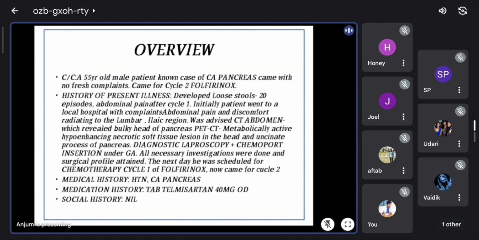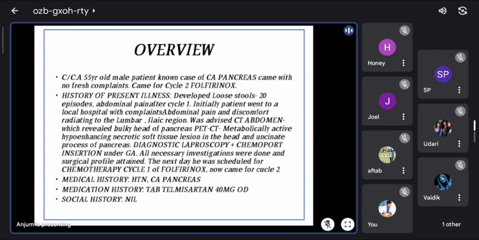So, what we did was, when this patient was finally diagnosed with pancreatic cancer, as the patient was 55 years old and he was not that healthy, not that muscular a patient. So, you might not have heard about chemoport. You know about chemoport?